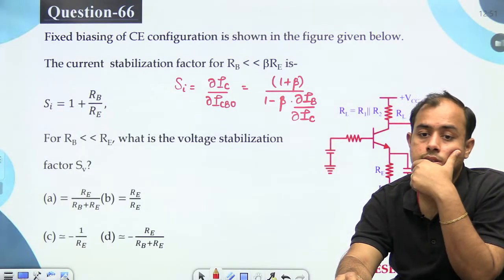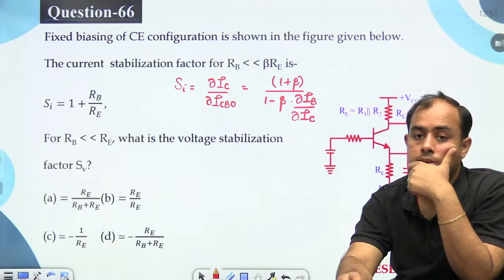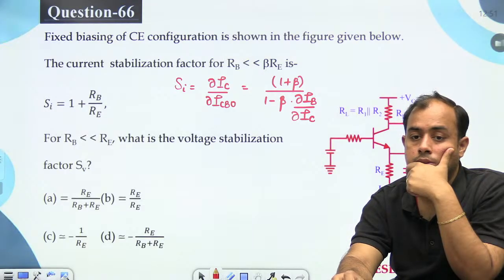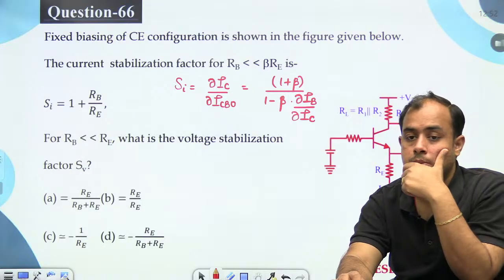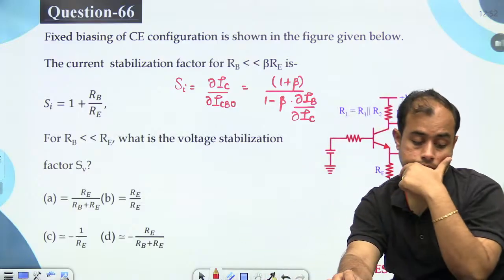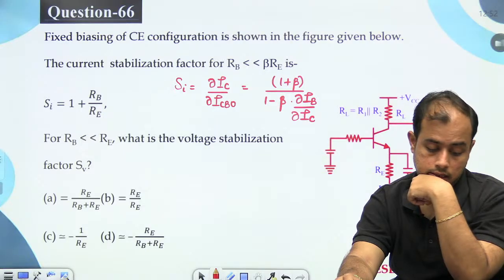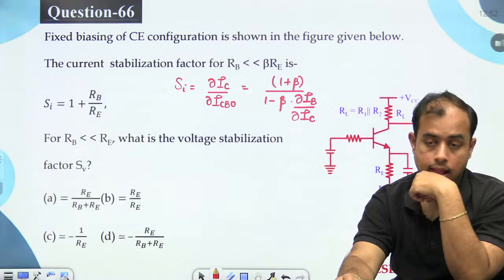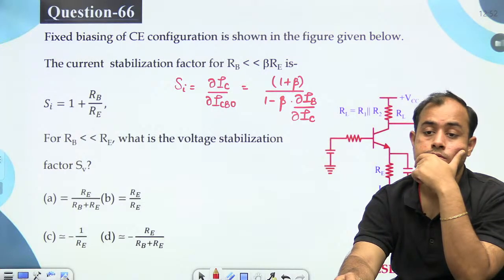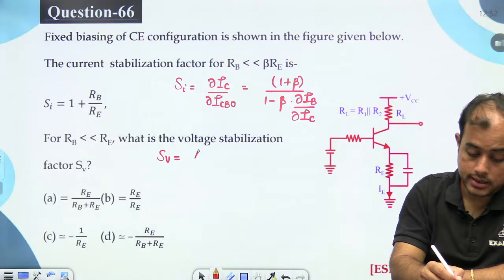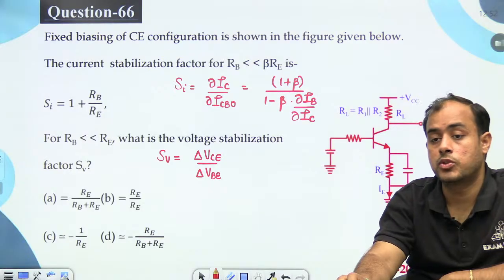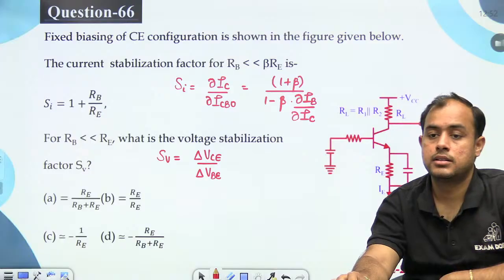वोल्टेज स्टेबलाइजेशन फैक्टर. ये देखना पड़ेगा यार, वोल्टेज स्टेबलाइजेशन फैक्टर कितना आएगा. वोल्टेज स्टेबलाइजेशन फैक्टर होता है डेल्टा VCE बाय डेल्टा VBE, basically change in output voltage with respect to change in input voltage. Okay.